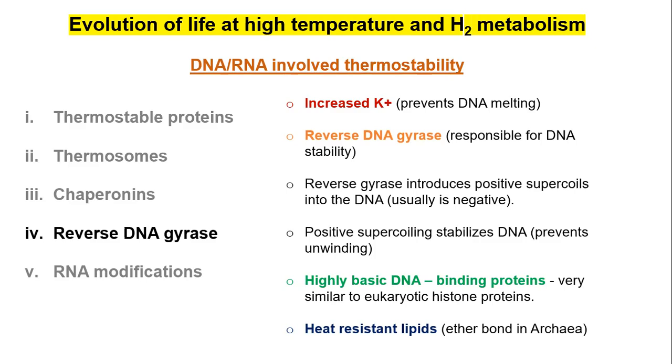So what happens, how do you facilitate DNA and RNA, nucleic acid stability? The cell is importing potassium. Potassium prevents DNA from melting. So this is important to state first.